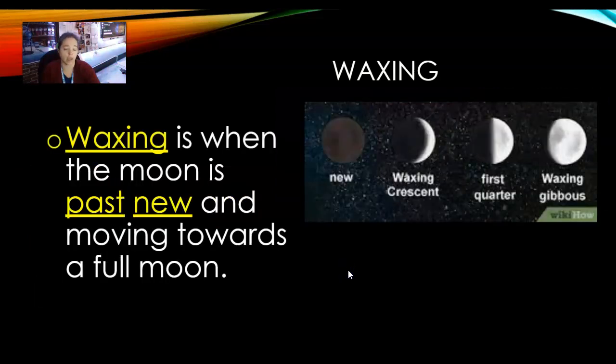And then you have waxing. Waxing is when it is past the new moon and going towards the full moon. So you wax on, think of Karate Kid, you wax on with your right. You wave goodbye with your left. Wax on, wane off. Okay?